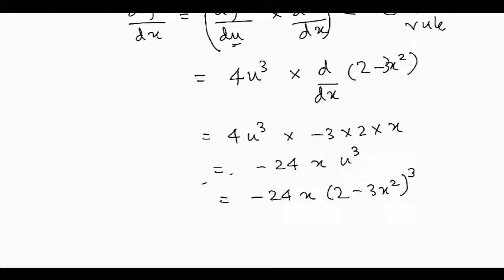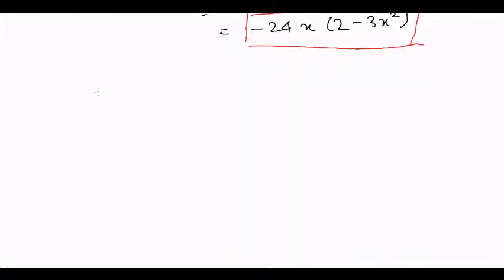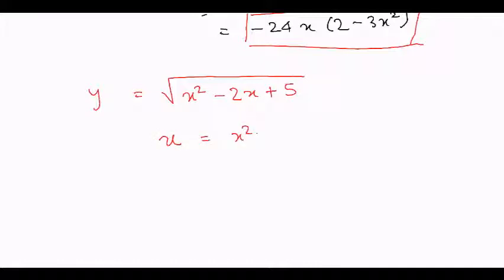Now we would like to look at another problem. The next problem wouldn't be in any way harder, but it's just so that this whole method becomes clear to you. So if I have an expression y is equal to the square root of x squared minus 2x plus 5. Now as usual, you take u to be x squared minus 2x plus 5, and this makes this expression really simple. Now y is equal to u to the power half.